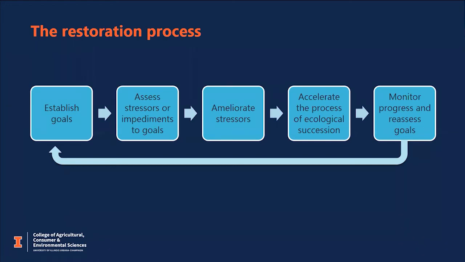Because wetlands are very dynamic systems and conditions can change from year to year depending on weather and hydrological conditions, it's important to continuously monitor these sites and reevaluate and reassess the goals for the site. And so this arrow going back to establish goals again, this continual process of monitoring, reevaluating goals, implementing new adaptive management approaches and adaptive restoration approaches to achieve those goals is an important and often overlooked step in the restoration process.